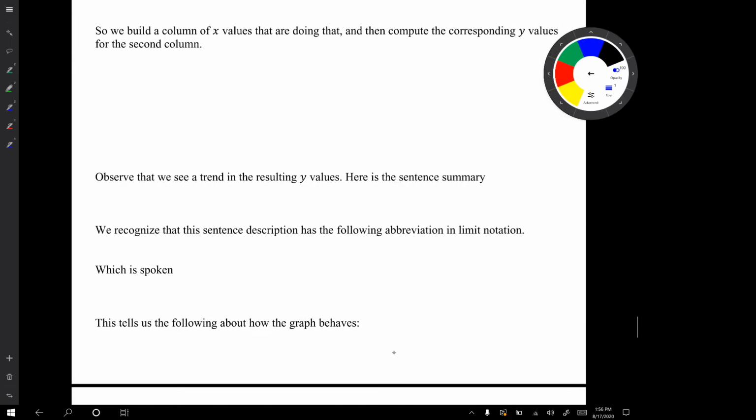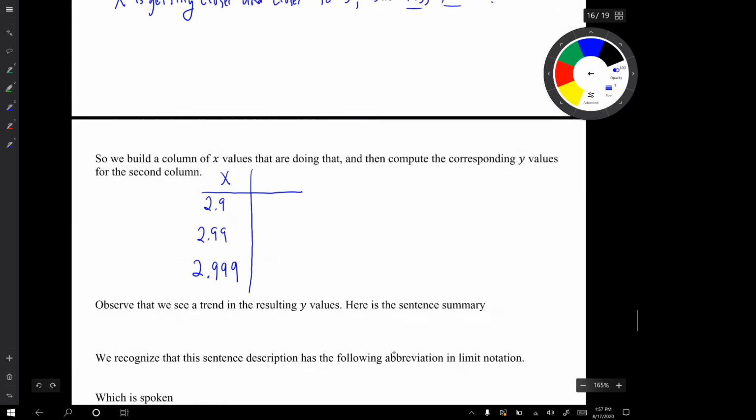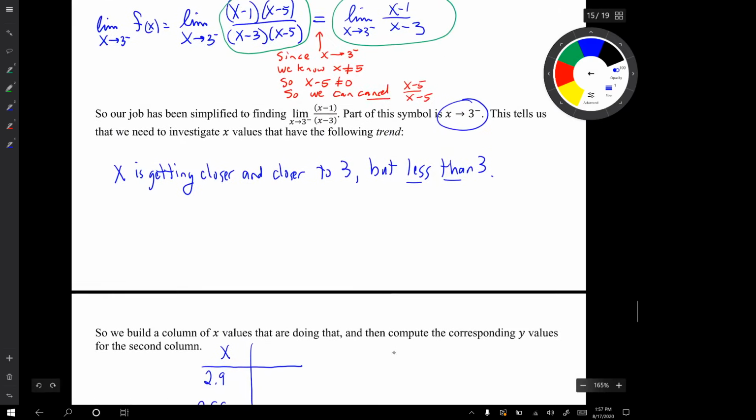So we build a column of x values that are doing that, and then we compute the corresponding y values for the second column. Here's the table. There's our list of x values that are getting closer and closer to 3, but less than 3. Now we have to build the corresponding y values. Now remember what those are. The y values that we're interested in are these.